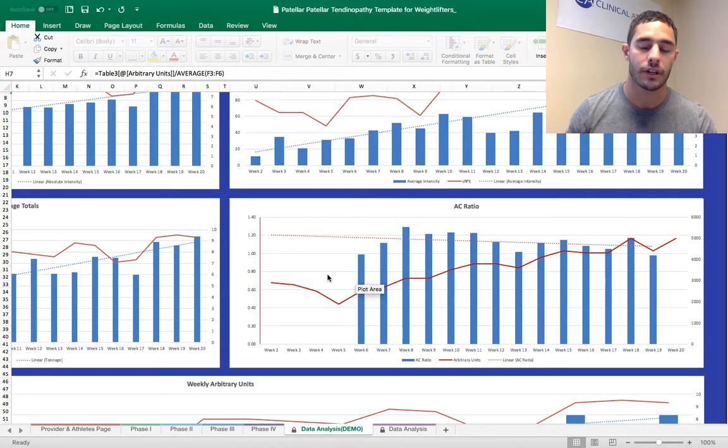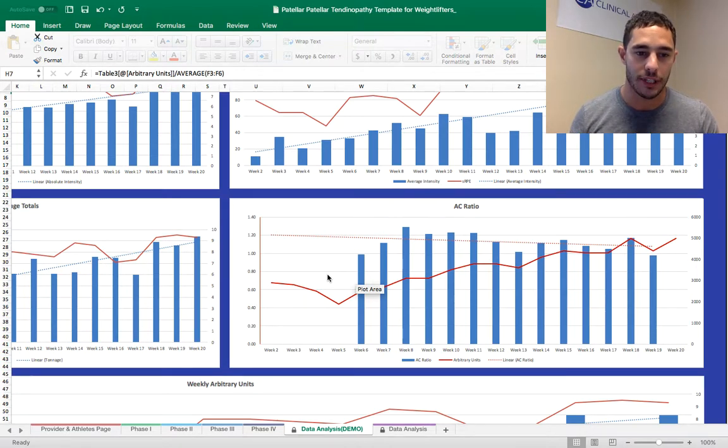AC ratio is basically a metric looking at the work that you're doing now, this acute work, so the most recent week, compared to what you have been prepared for, what you have done. And as we mentioned in the user manual, in team sport athletes, there's a quote unquote sweet spot of AC ratio in which you're not increasing risk of injury, but you can still make gains, is 0.8 to 1.3.